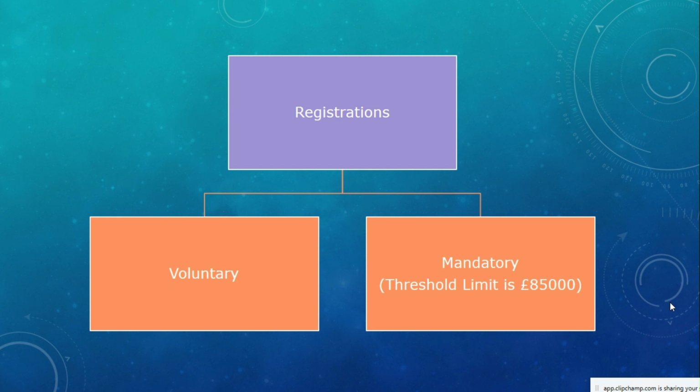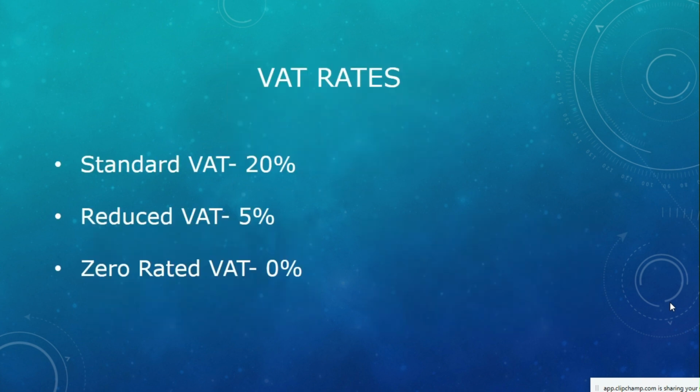However, there are instances where people like to get voluntary registration, so it is not mandatory. It is not that you cannot get registered until 85,000 pounds. If you want voluntary registration before even crossing that threshold limit, you can voluntarily get registered. So in a nutshell, until 85,000 pounds it is optional for the business whether to get registered or not. But if you cross the limit of 85,000, then you are required to get registered.